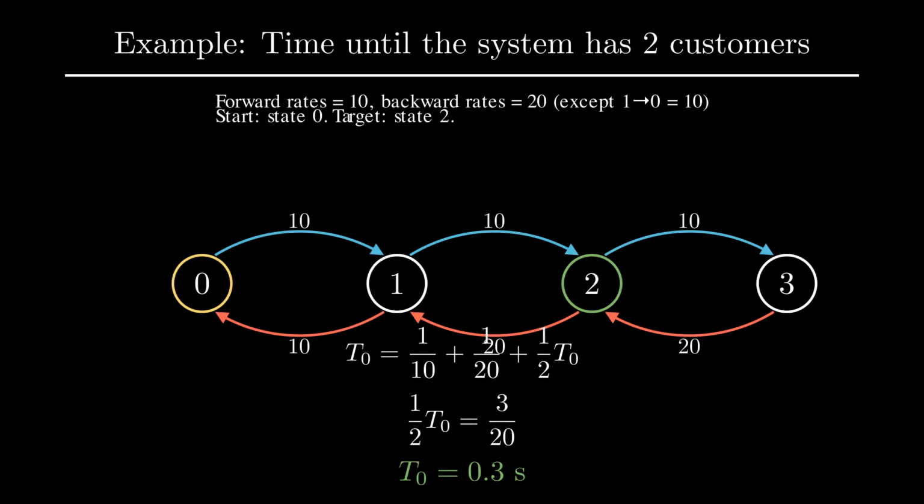The pure residence times are 1/10 plus 1/20th, that is 0.15. Our answer, 0.3, is twice as large, which makes sense because on average we must wander back and forth.